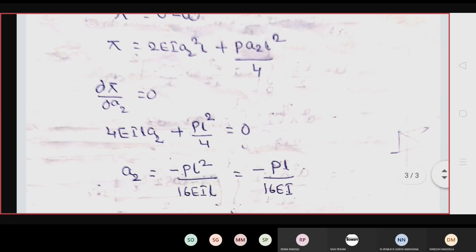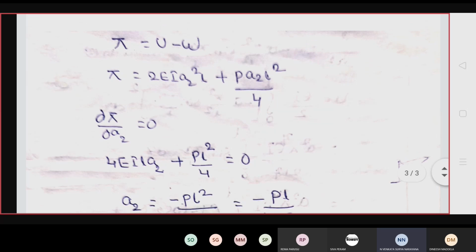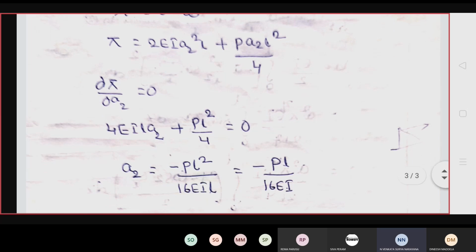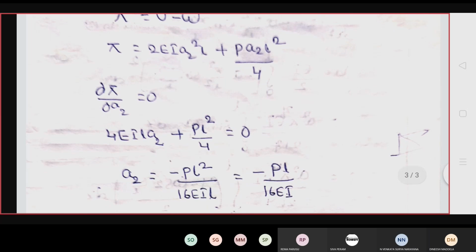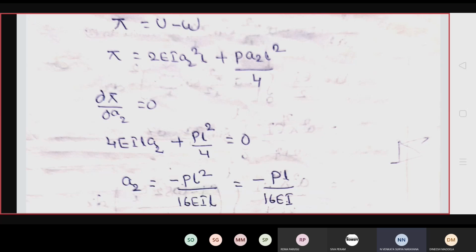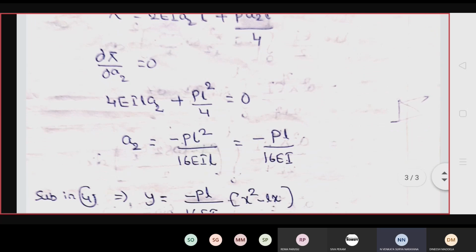After that, differentiating the pi value with respect to a2, with a2 common, dou pi by dou a2 equals 0. Then the remaining constants are 4EI L a2 plus, with a2 common, the remaining term PL square by 4 equals 0. Then a2 value is found to be minus PL square by 16 EI.